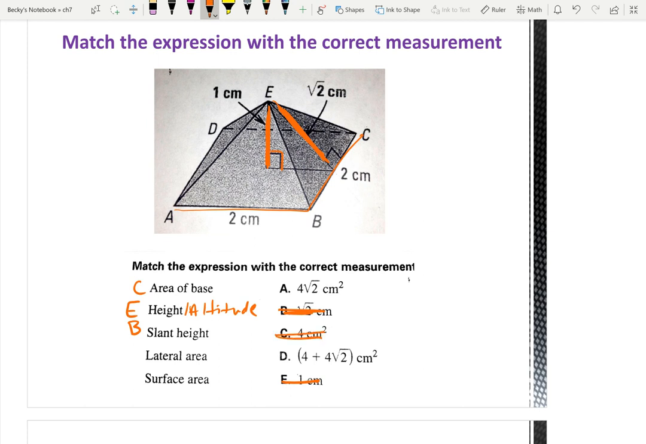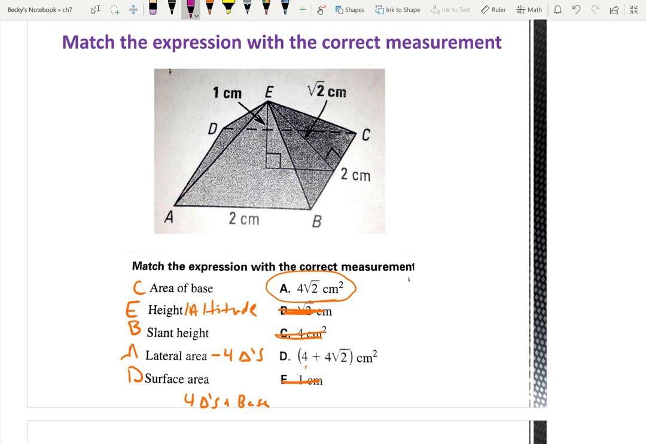Now for lateral area and surface area, you should be able to tell the difference. Which one should be bigger? Because the lateral area is just the area of the 4 triangles. And the surface area is the 4 triangles plus the base. So we could kind of cheat a little bit and say, okay, the 4 triangles is probably going to be this. And if you're going to add the base back in, we know the area of the base is C, which is 4, and I'm taking this answer and adding 4. Okay, so those are the answers. Now, let's actually prove that.